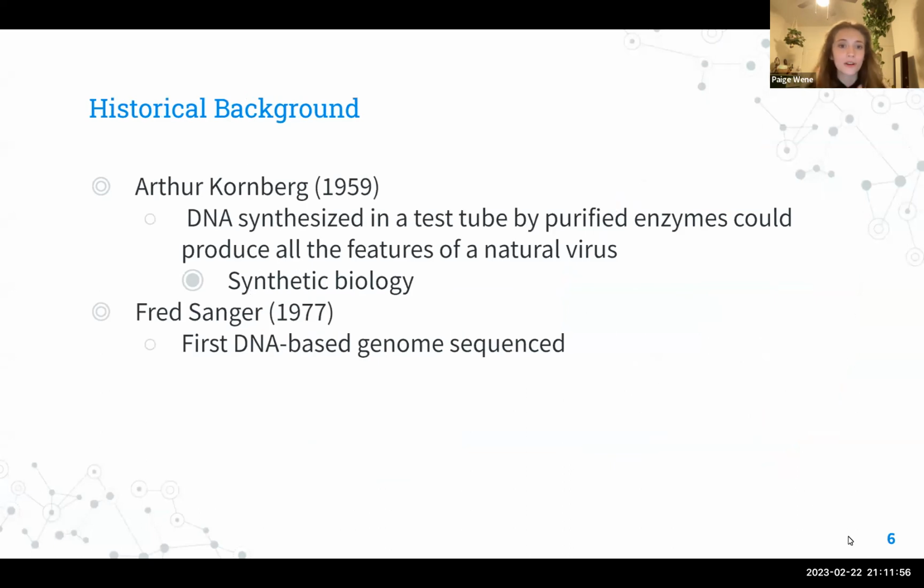And then here's some historical background. Arthur Kornberg in 1959 was the first to synthesize in a test tube the features of a natural virus through purified enzymes. And this was a huge step forward in synthetic biology. And then Fred Sanger in 1977 used this bacteriophage to make the first DNA-based genome to be sequenced.